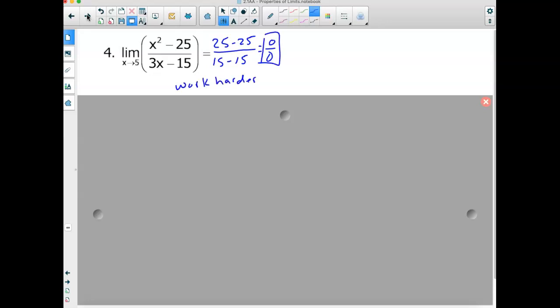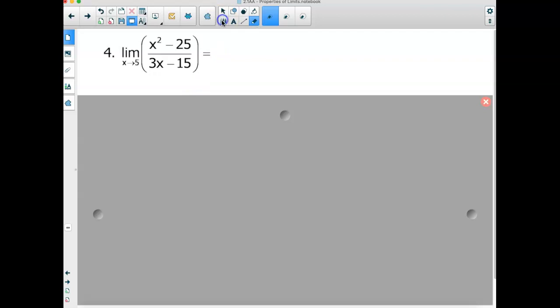That's all it means. Work harder. Okay. What do you mean work harder? That means follow your factoring skills. And I'm going to get rid of this so I don't run out of room.